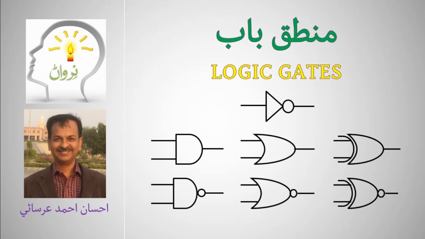Okay, the back of the AND gate is flat. The back of the OR gate is curved. And the front of the AND gate is round. And the front of the OR gate is sharp.